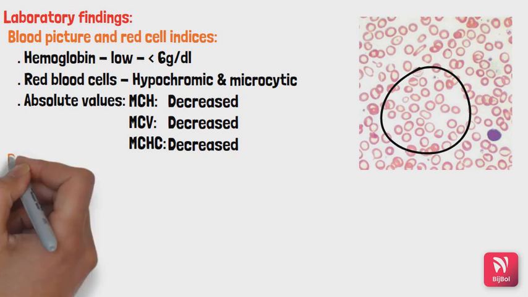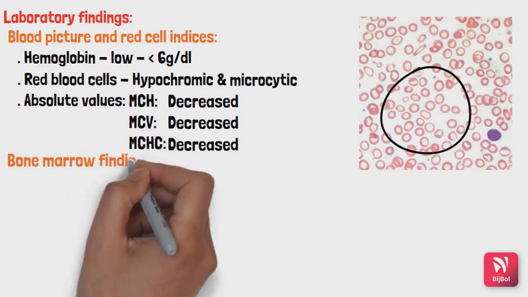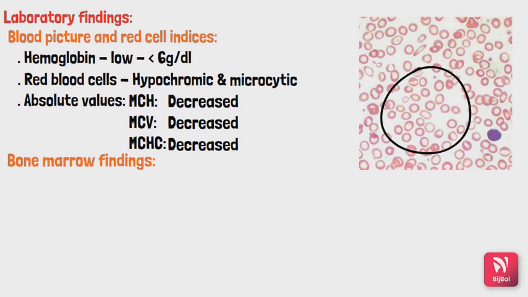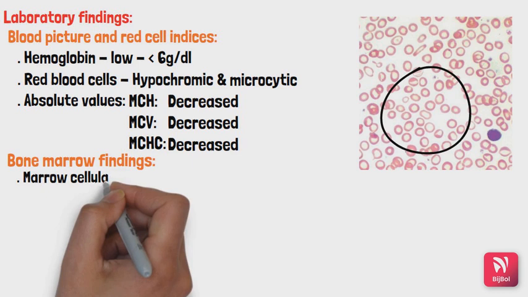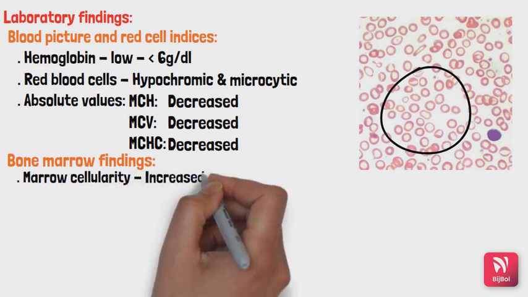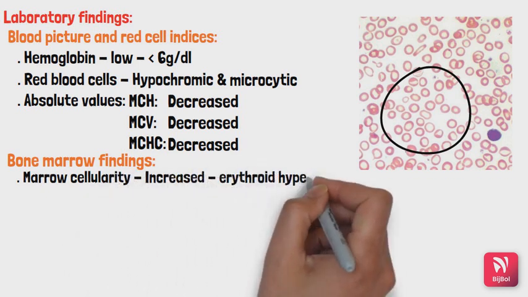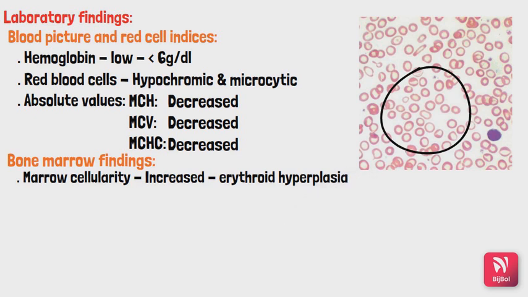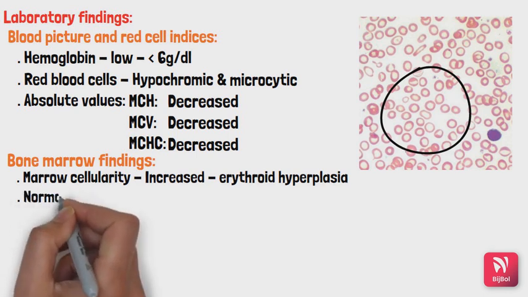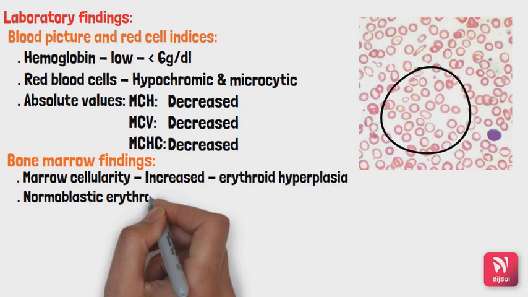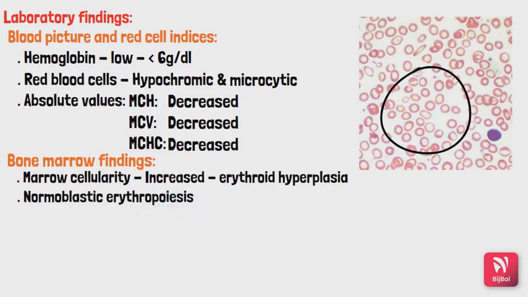Now if we take a bone marrow aspirate and check, what will be the findings? There will be marrow cellularity, which will be increased. The marrow cellularity will be increased because of the erythroid hyperplasia. Why? Because as there is anemia, as a compensatory mechanism, the bone marrow will try to produce more and more red blood cells to increase the hemoglobin concentration, because of which there will be erythroid hyperplasia and increased marrow cellularity. And the erythropoiesis will be normoblastic only in bone marrow.